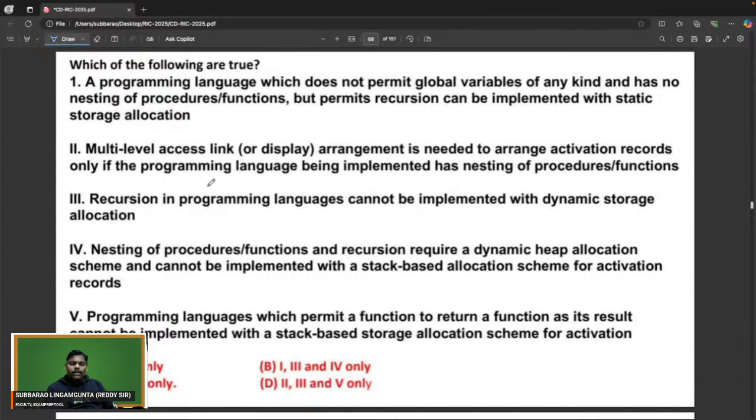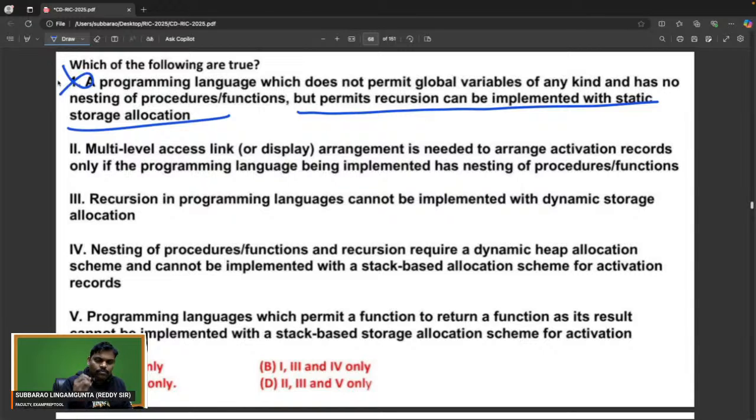Right? Fine. Now come here. A programming language which does not permit global variables of any kind and has no nesting of procedure or functions, but permits recursion can be implemented with static storage allocation. Wrong.